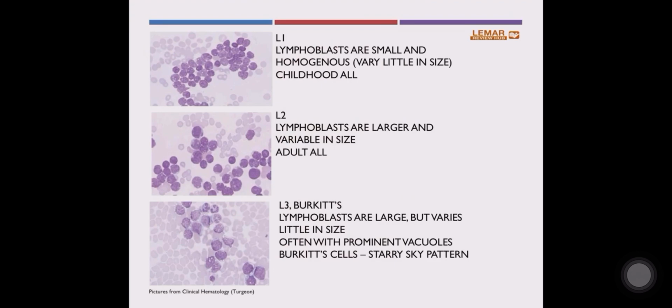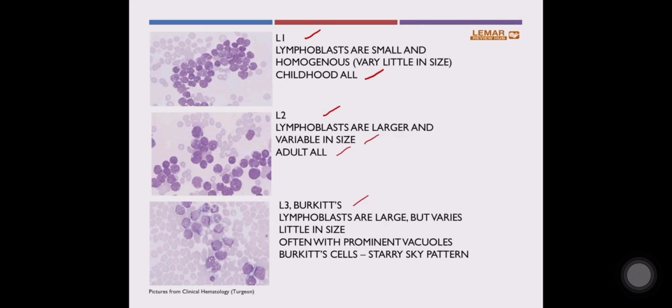Again, in L1, the lymphoblasts are small and homogeneous, meaning they vary little in size. L1 is common among children. L2, the lymphoblasts are large and heterogeneous. L2 is common among adults, thus the name, the adult ALL. Of the three, ang pinaka-rare is L3, also known as the Burkitt's type of ALL.